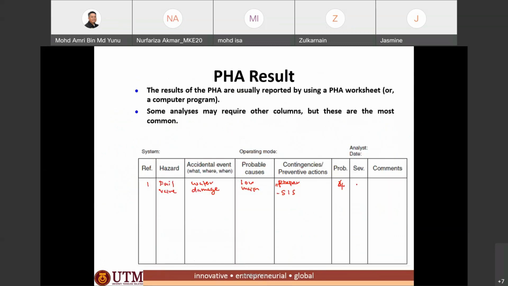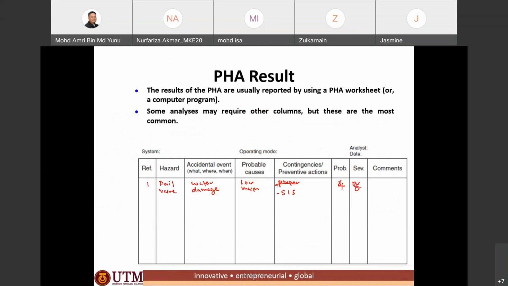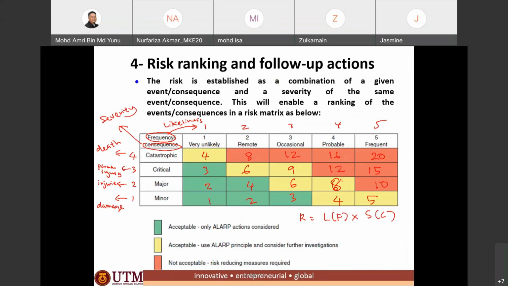Okay, you put 8. Okay, so sorry, the probability is 4. You put 2. The severity maybe you put 2. So that gives the risk level 8. Okay, 8 here. A risk of 10 means that it is in the yellow zone.